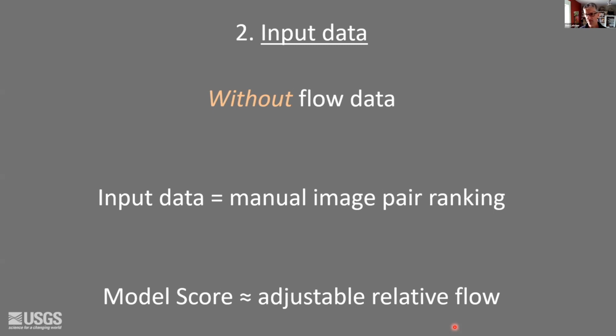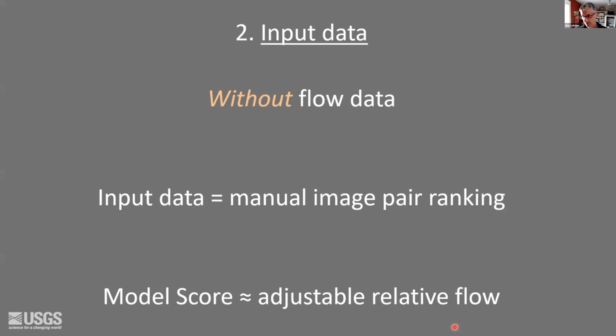So when we don't have flow data, what we've come up with is that the input data is manual image pair rankings. So what we have is the people that care about the place, who uploaded the images, will be able to go through and rank each pair, whether the image on the left has higher flow or the image on the right has higher flow, or they're about the same. And it turns out, as I'll show you in a minute, that doing just that and feeding that into the model is actually enough to train it to be able to rank all the images in the data set and get us an estimate of relative flow, which is really astounding to me that it works. But as I'll show you, we get remarkably good predictions. In this case, the model score, the thing we get out of the model, is an adjustable relative flow.